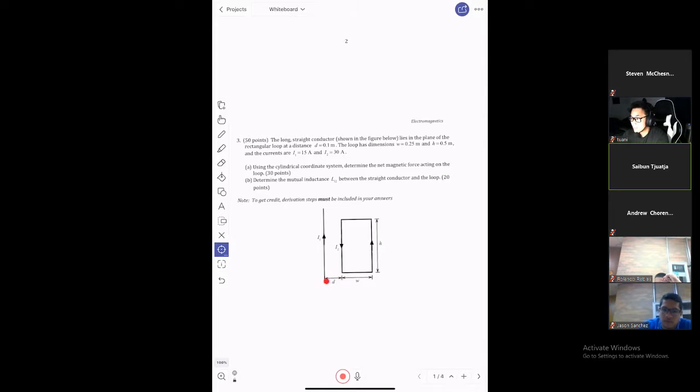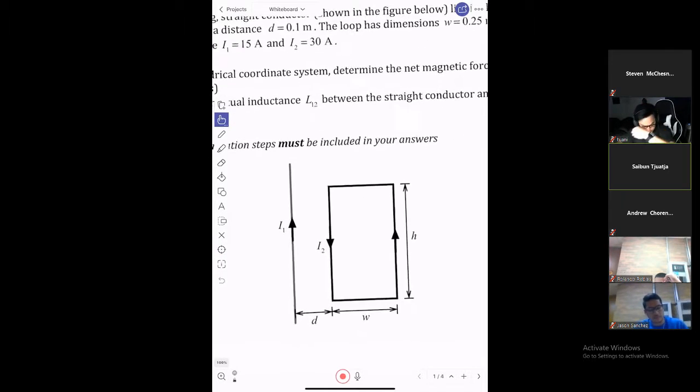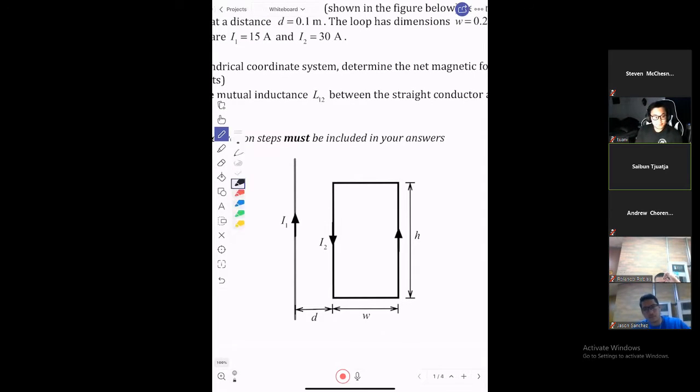You know what D is, 0.1 meter. You know what W is, 0.25 meter. H is 0.5 meter, right? So let me lower it up a little bit. Okay, so let me put it down here. So D is equal to 0.1 meter, W is 0.25 meter, and H is 0.5 meter.